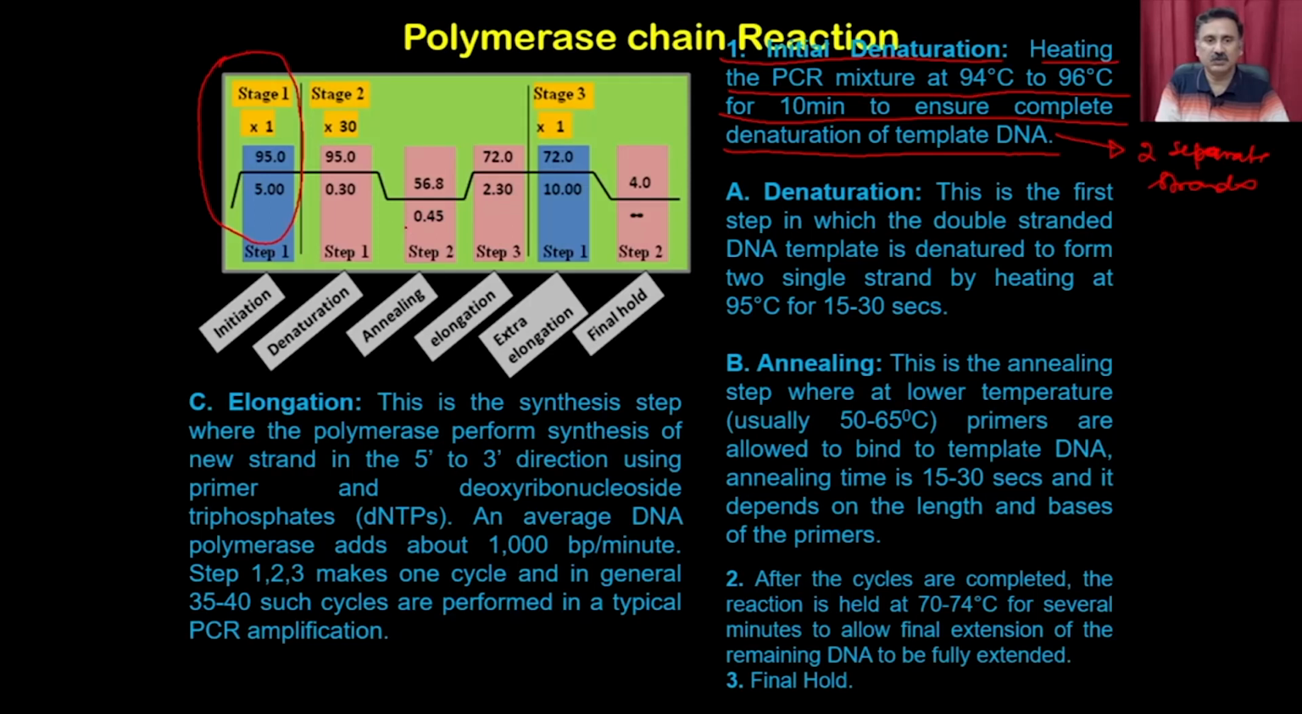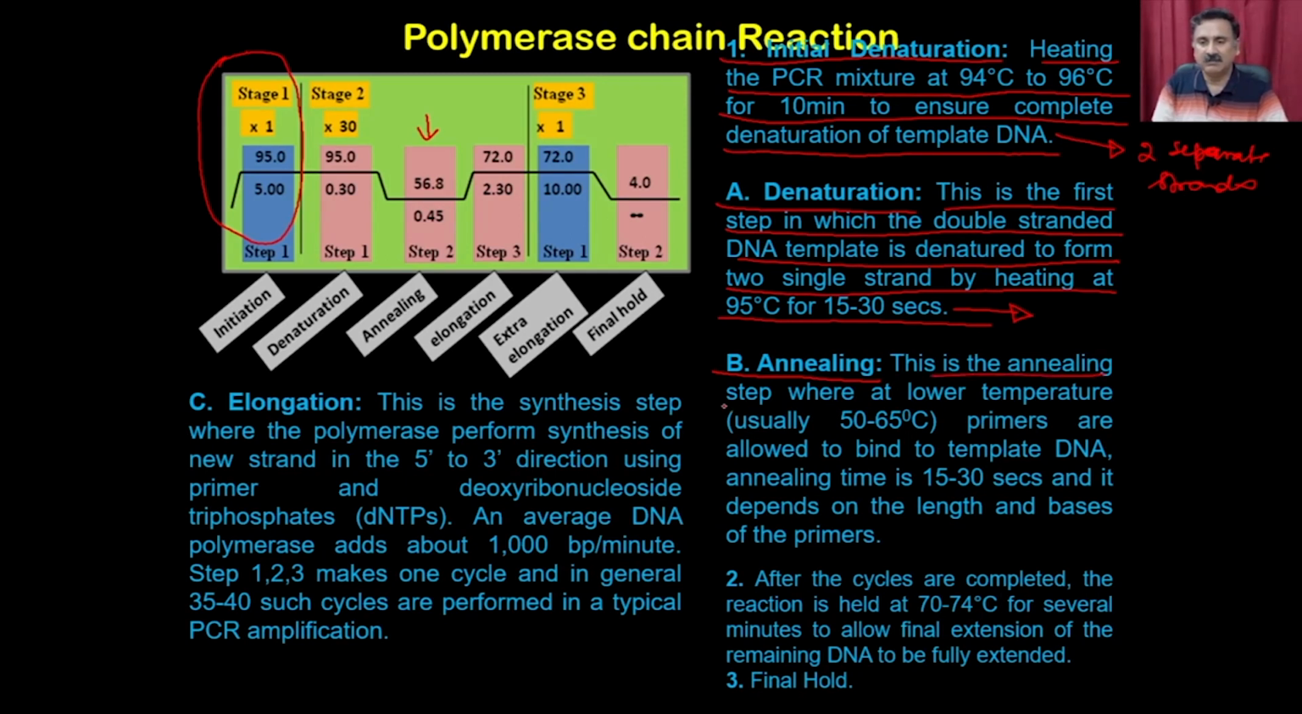In stage 2, you're going to have three events: denaturation, annealing, and elongation. In the denaturation, this is the first step in which the double stranded DNA template is denatured to form two single stranded DNA by heating at 95 degrees Celsius for 15 to 30 seconds. And then you are going to have the annealing step. At this stage, you will lower the temperature from 95 degrees Celsius to 56 degrees Celsius.